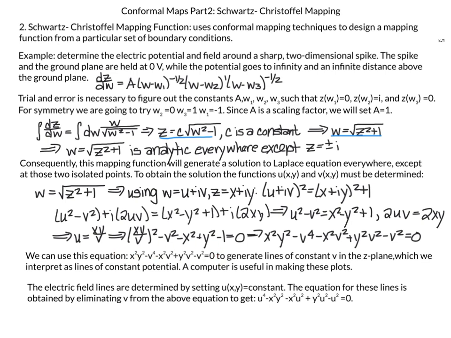And the electric field lines are determined by setting u of x, y equal to a constant, and the equation for these lines is obtained by eliminating v from the above equation to get u to the fourth minus x squared y squared minus x squared u squared plus y squared u squared minus u squared equals 0. And again, examples of this are plotted in your book, so I am not going to reproduce them here.